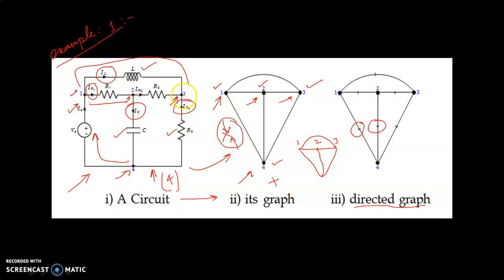In the path between node 3 and node 4, the direction is downward IR2. So the direction is downward IR2, that is from 3 to 4. In between 1 and 2, the direction is from 1 towards 2. So the direction is given from 1 towards 2. In the path connecting 1 to 3, the direction is IL. See this? The direction is away from 1 and towards 3.